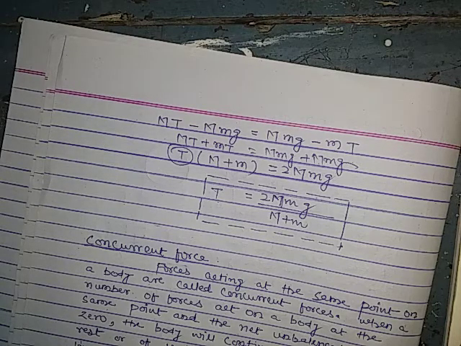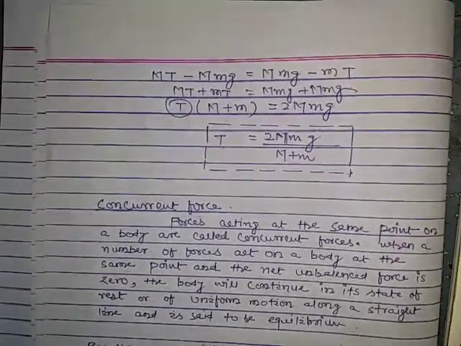For convenience, we take 10 meter per second square, or in common we take 9.8 meter per second square, and T is the common tension.